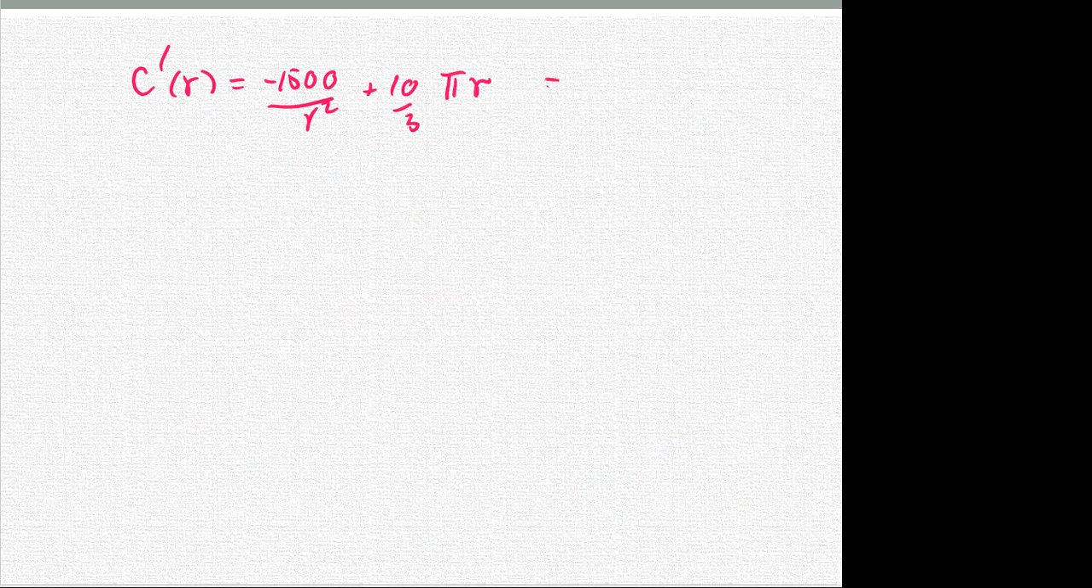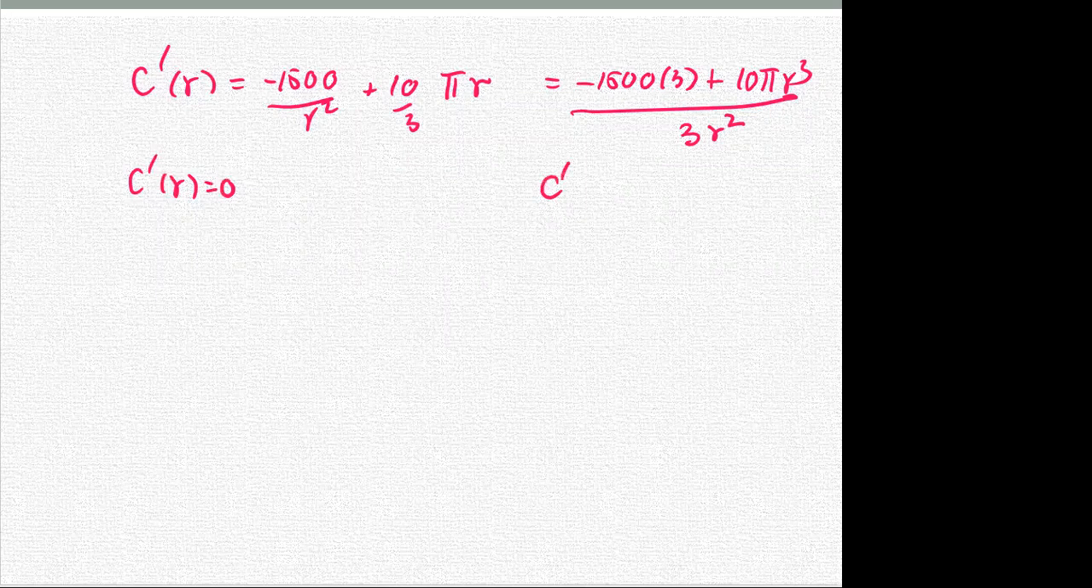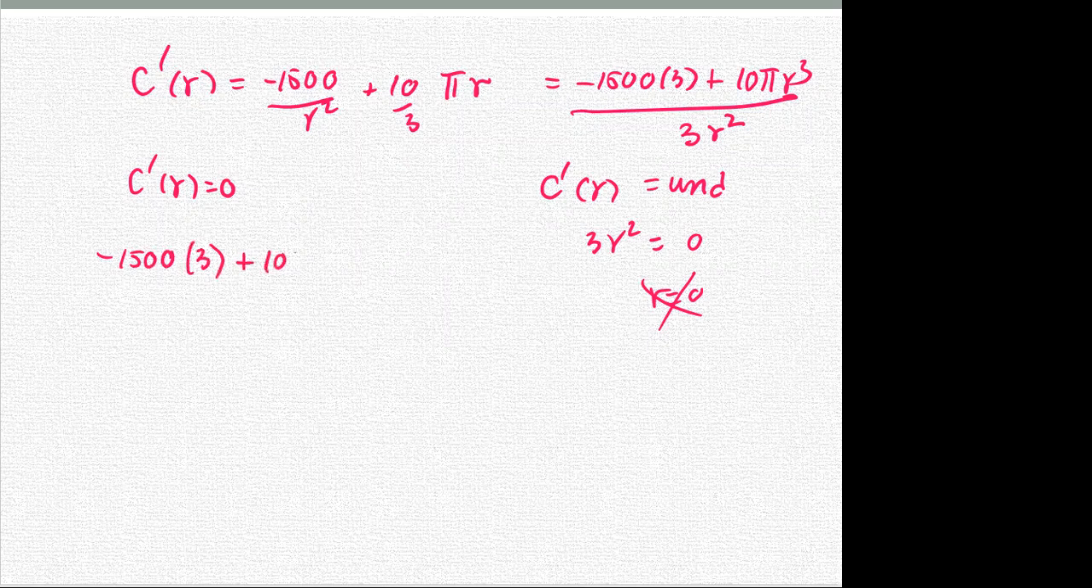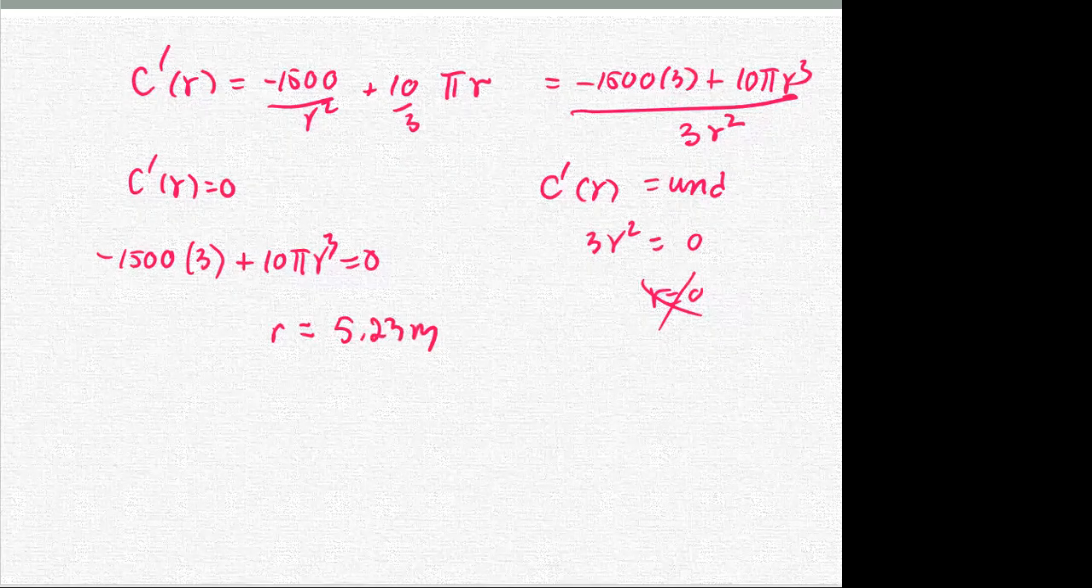Okay, from C prime, we're going to consolidate like the last time. So negative 1500 multiplied by 3 plus 10 times pi r to the third, with the common denominator 3r squared. Find the critical number: C prime equals 0, C prime undefined. The undefined case is always ignored because if r is 0, there is no silo. Okay, and the numerator equals 0 from 1500 multiplied by 3 plus 10 pi r to the third equals 0. And we're going to solve for r. And quickly, take the cube root and r becomes 5.23 meters.